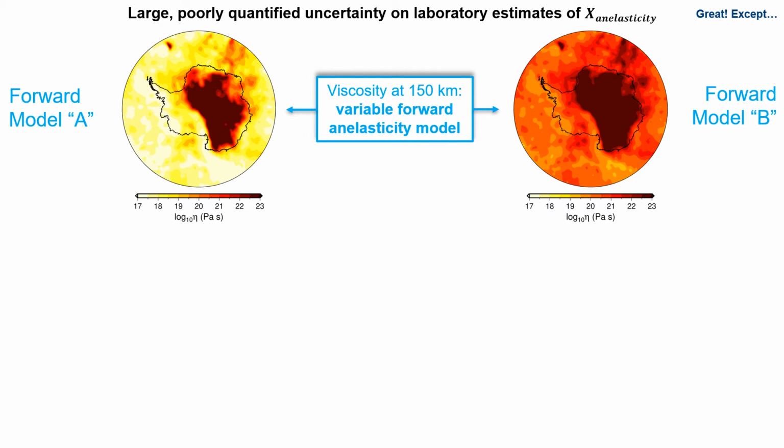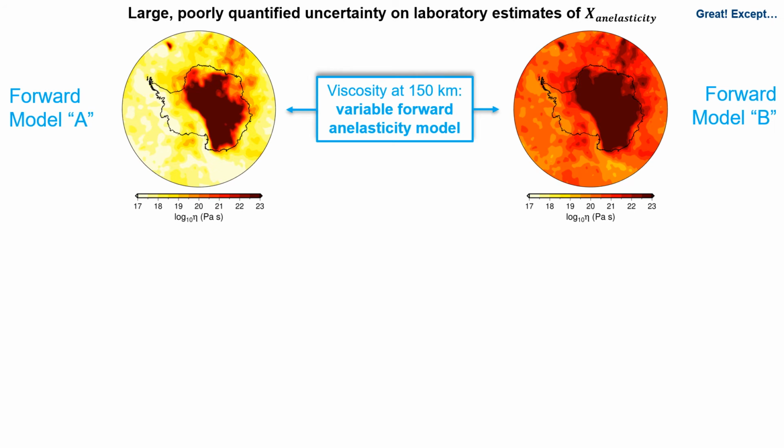However, there is significant uncertainty on laboratory estimates of the anelasticity parameters. Here you can see two predictions for Antarctic viscosity from the same tomography model, where I've chosen two plausible anelasticity models based on laboratory estimates of each parameter within the model. The key thing to notice here is that the viscosity output between models differs by multiple orders of magnitude.